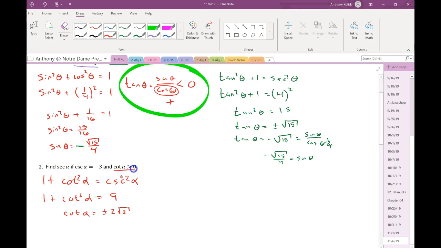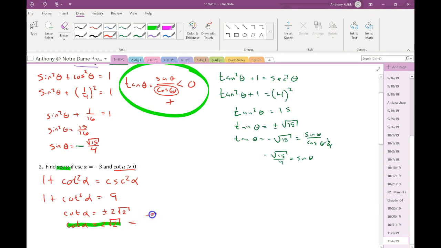And since I know cotangent is positive, I know that this is just 2 root 2. And now if I go and I look at my identity sheet, I'm going to look for an identity that relates cotangent directly with secant. Do you guys see any of those that do that? Relates cotangent, that's what we know, with secant. Q2 is the one that you'd want.